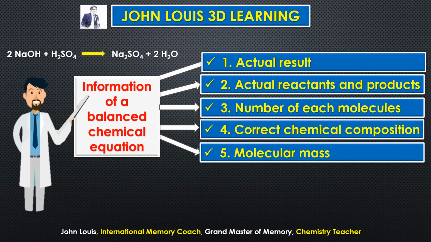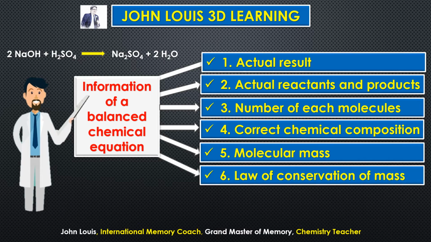Next one is molecular mass. We can find out the molecular mass from the molecular formula because it gives the correct chemical composition. So molecular mass can be easily calculated using their atomic masses. And what is the last one? Law of conservation of mass is obeyed. That means the total mass of the reactants is equal to the total mass of the products. Understand? So it cannot be different.